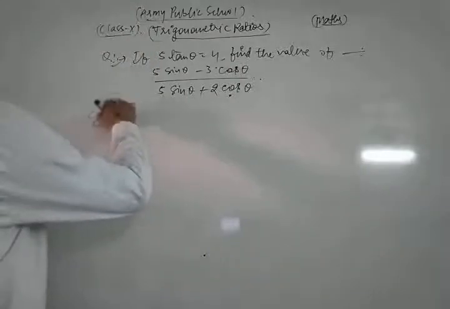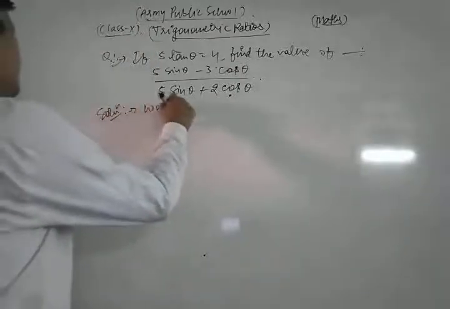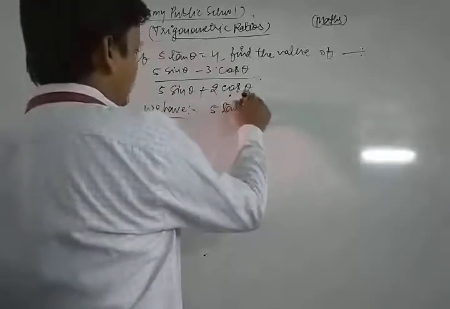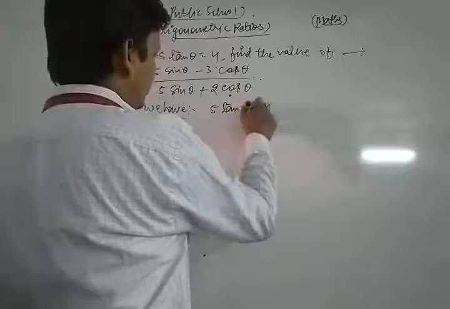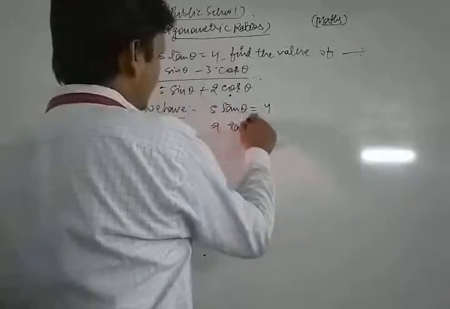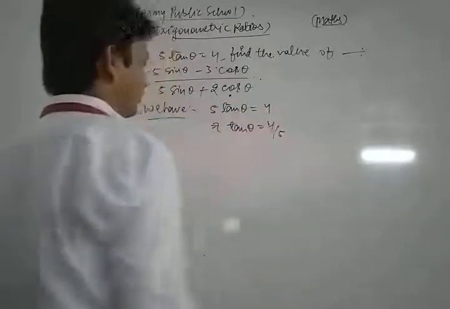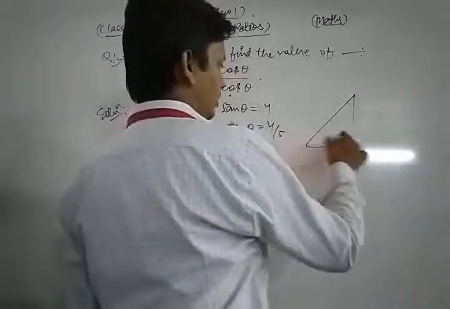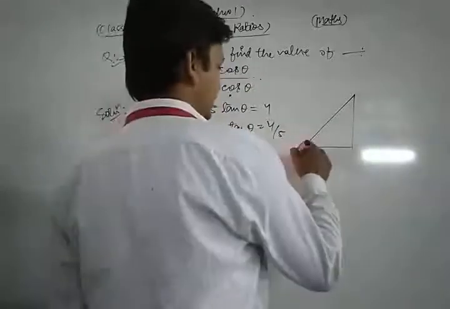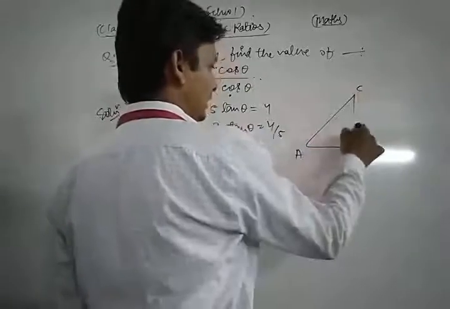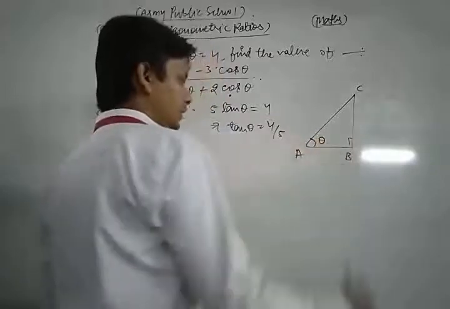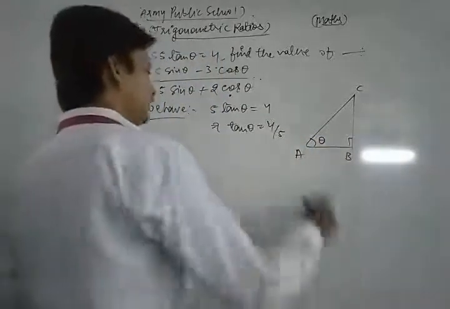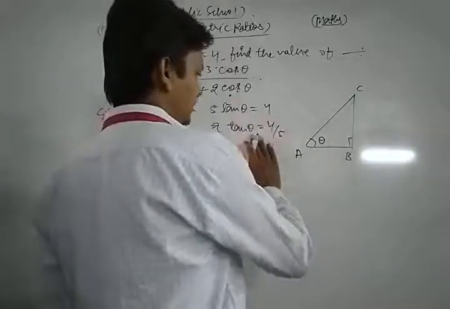First of all, we have 5 tan theta is equal to 4, that is tan theta is equal to 4 upon 5. Suppose that this is A, B and C, this is the right angle at B, and angle A is taken as theta. Okay, then you know that tan theta is what?